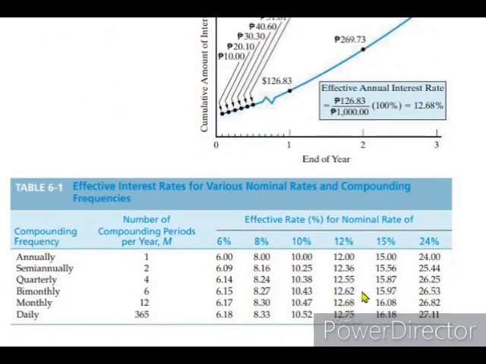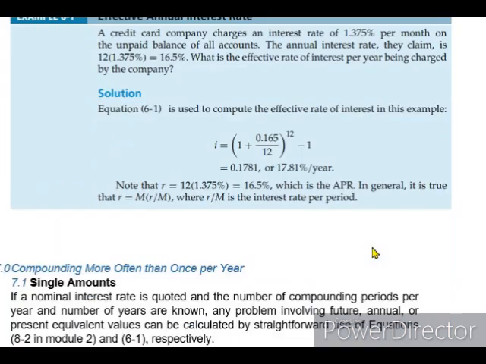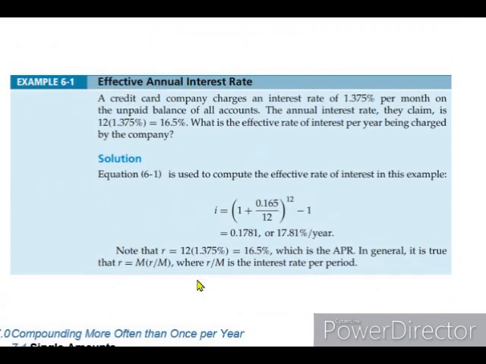So, ito rin siya. So, punta tayo dito sa example 6-1, effective annual interest rate. So, a credit card company charges an interest rate of 1.375% per month on an unpaid balance, okay, of all accounts. The annual interest rate they claim is this. So, 12 times, kasi kada month, so times mo, 16.5%. What is the effective rate of interest per year being charged by the company?